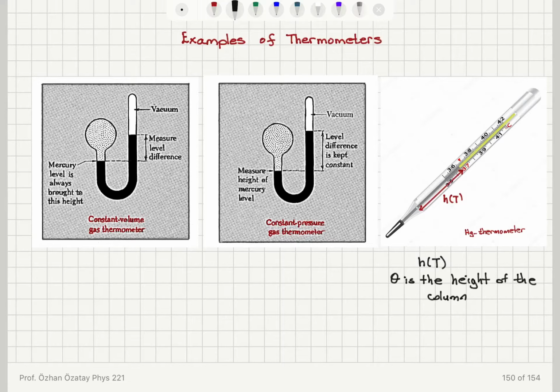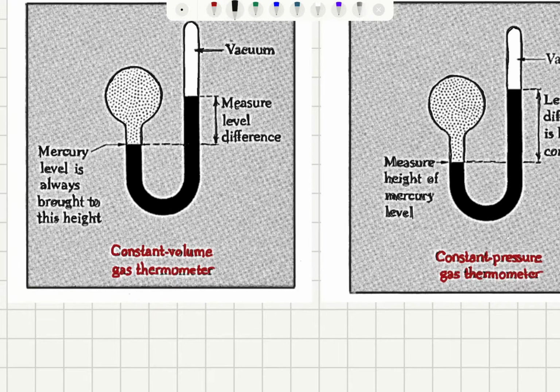mercury column. On the other hand, we can have a constant volume gas thermometer. Here you can see that the mercury level is fixed at a certain position, at this level. And then we have the other side of the tube under vacuum. As a result of changes in the pressure of the gas that varies with temperature, we're going to see a change in the level difference on the right-hand side of the constant volume gas thermometer.